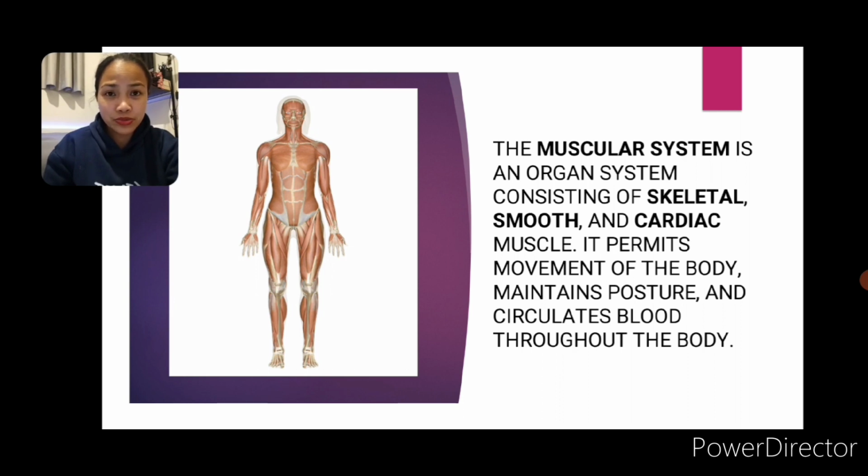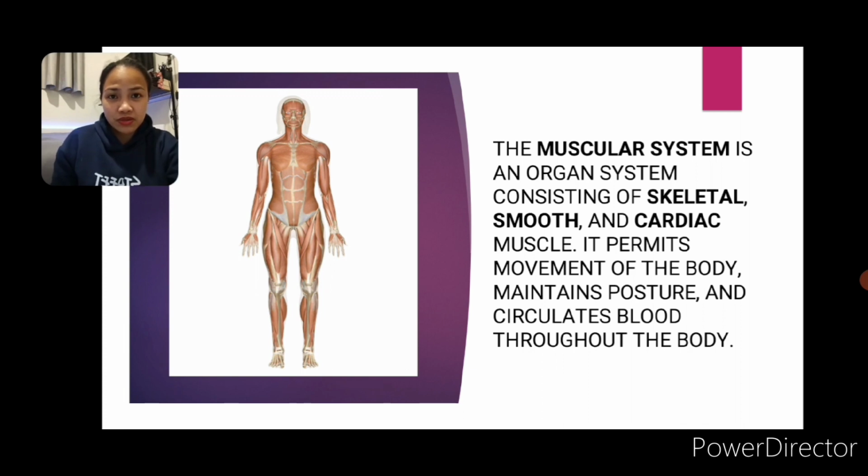Skeletal muscles are also called striated because they are made up of fibers that have horizontal stripes when viewed under a microscope. These are the muscles that you can find in your legs, arms, and face. The next type of muscle is the smooth muscles. These muscles are involuntary. We can't consciously control them. Rather, they are controlled by the nervous system. They can be found in your stomach and intestines.